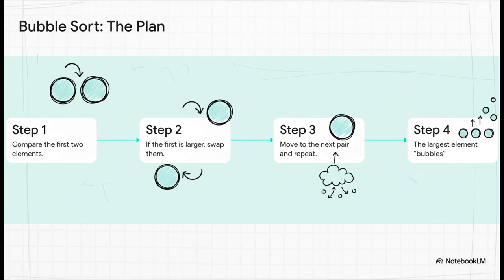So here's the game plan. You look at two numbers right next to each other. Is the one on the left bigger? Yep. Okay, swap them. Then you just slide over to the next pair and repeat that exact same process all the way down the line. To really see how this works, let's just walk through an example.